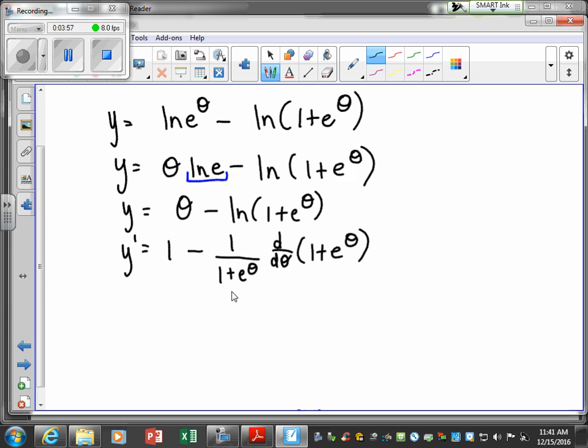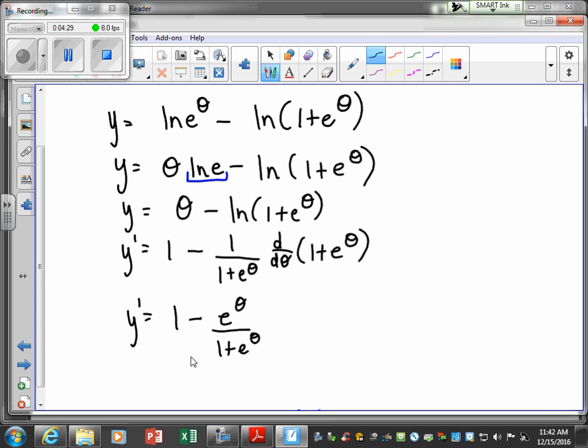Okay, so bringing that down, we have our 1 minus, what's the derivative of 1? 0. What's the derivative of e to the theta? Just e to the theta, so I'm just going to have this term times e to the theta. So that's just going to be e to the theta over that denominator.